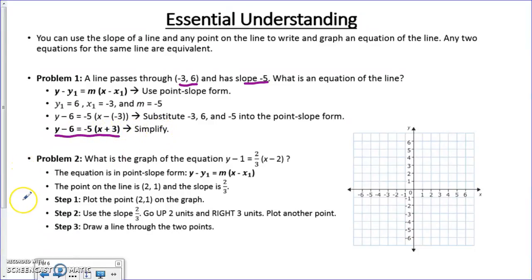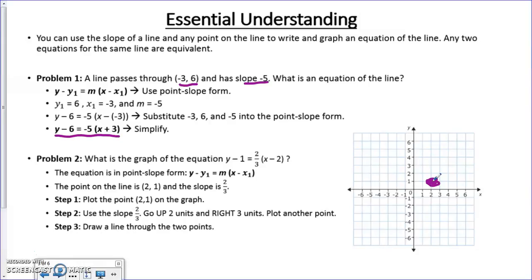Problem 2. What is the graph of the equation y minus 1 equals 2/3 times x minus 2? The equation is in point-slope form. Again, y minus y1 equals m times x minus x1. The point on the line is 2, 1, and the slope is 2/3. So step 1 of graphing the equation would be to plot the point 2, 1 on the graph, which is right over here.